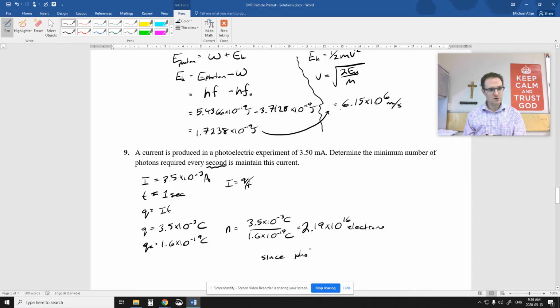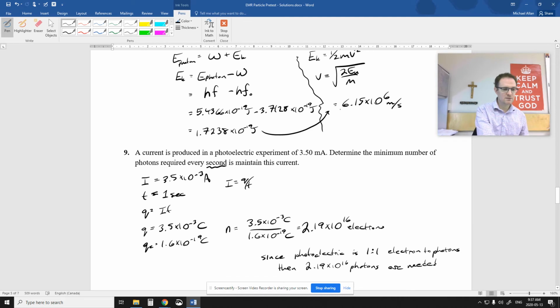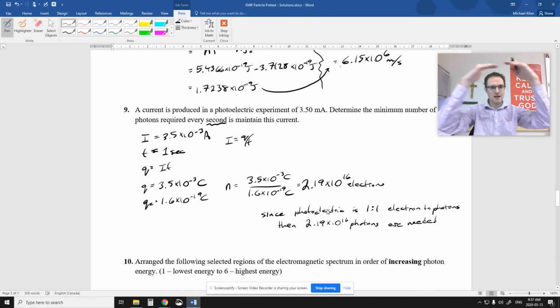since photoelectric effect is 1-to-1 electrons to photons, then 2.19 times 10 to the 16 photons are needed. That's the minimum number, right? So of course it's probably going to be more than that, but if all the electrons were on the outer surface of the metal, that would be the ideal situation. You need this many photons to at least get this many electrons.